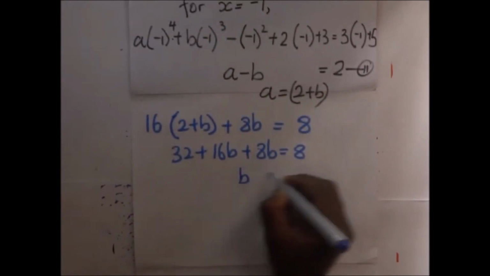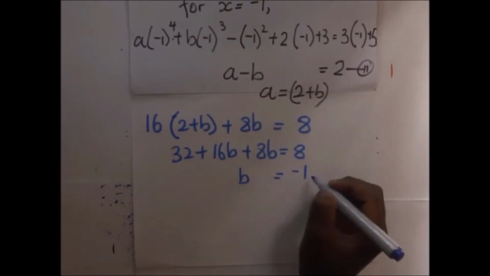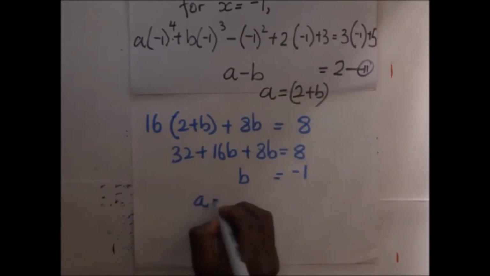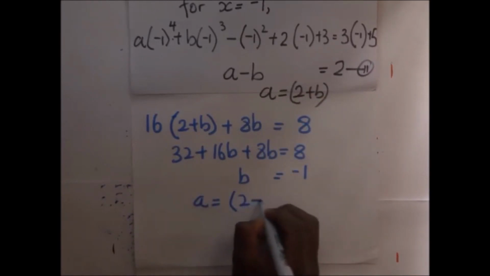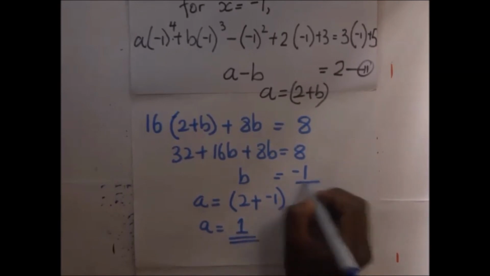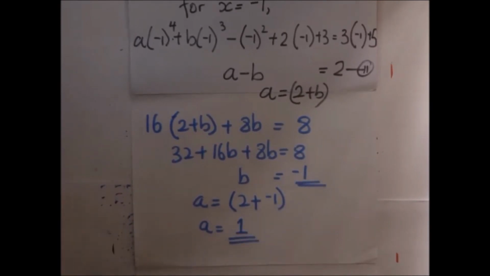So here we shall end up with our value of b as -1. When we substitute our value of b in this expression, we shall get our value of a as 2 plus b, which is -1, which is going to be 1. So our value of a is 1, our value of b is -1.